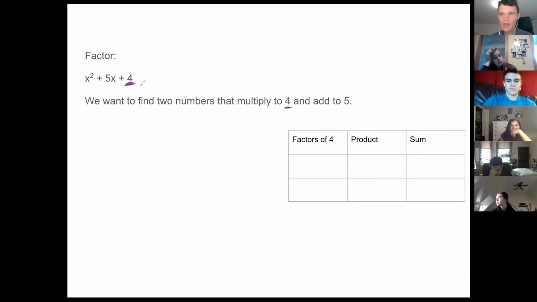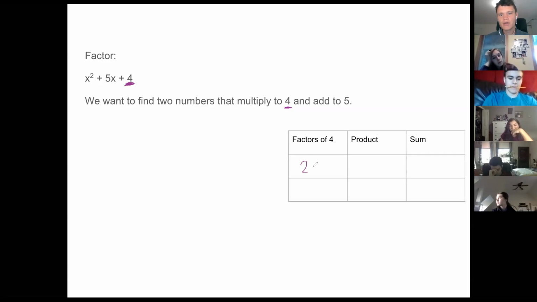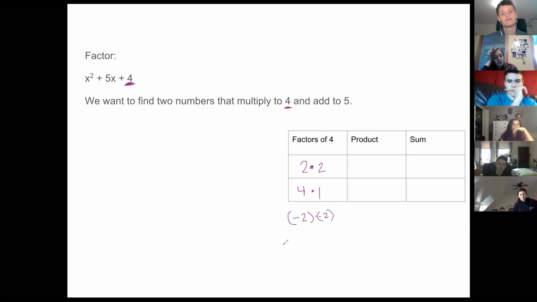Start with that 4, and we say, what are two numbers that multiply to 4? In other words, what are some factors of 4? What are some ways of factoring 4? Well, we can do 2 times 2. We can do 4 times 1. Can you guys think of any other ways of factoring 4? There are. You can do -2 times -2. You can do -4 times -1, right? So those are the ways that we can factor 4.